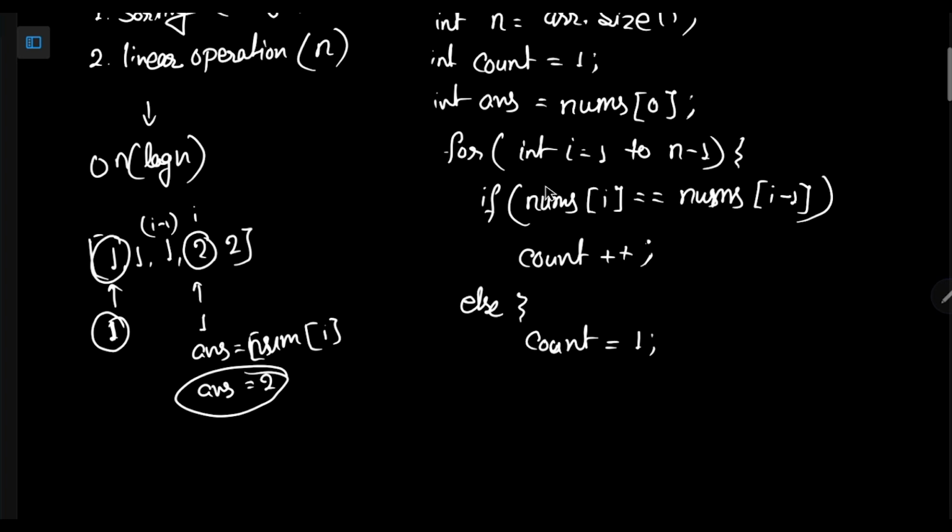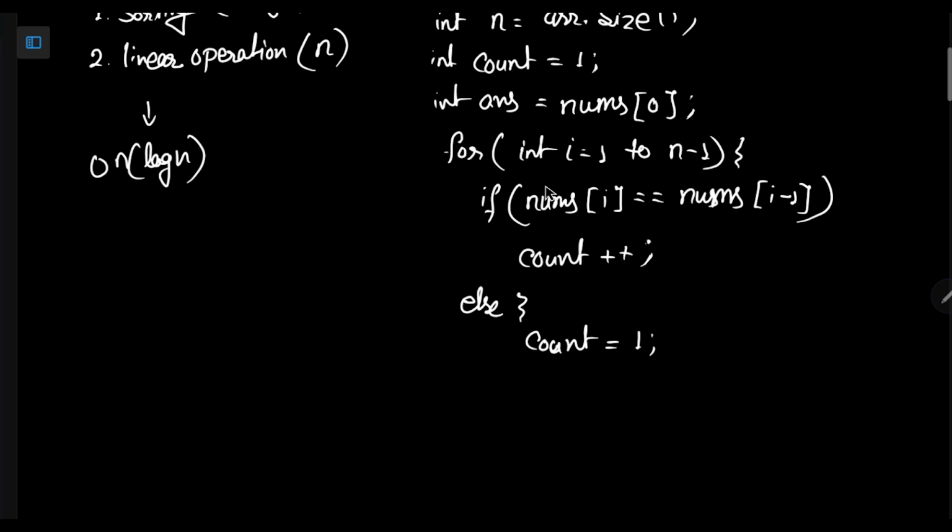This condition will reach when the 1 is less. Suppose, for more clarity, I will take this example 1 1 and 2 2 2. Here 1 is the lesser element, so at that time this condition fails. At current, this is our i, so we will check if nums of i is equal to nums of i minus 1.